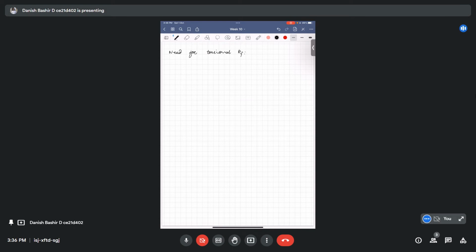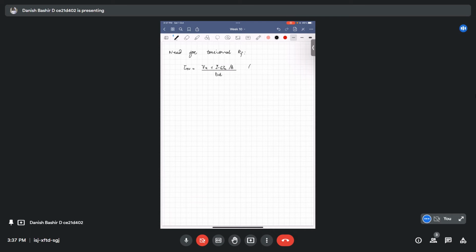We will check whether we need torsional reinforcement or not. We will calculate the equivalent shear stress coming from both torsion and shear as well. That is given as shear force plus 1.6 Tu by B. I already wrote the formula earlier, BD. Then we plug all the values.